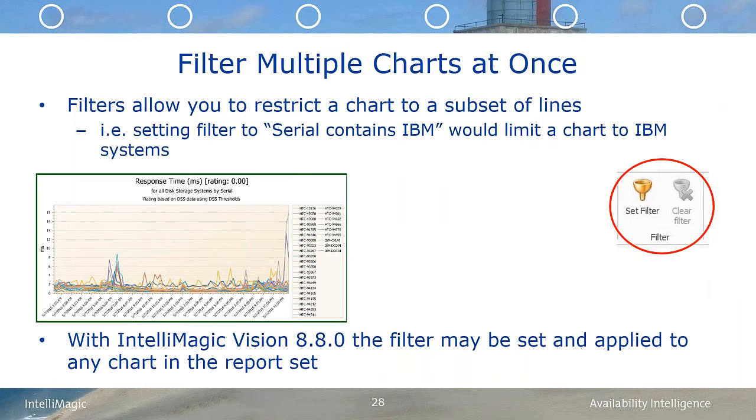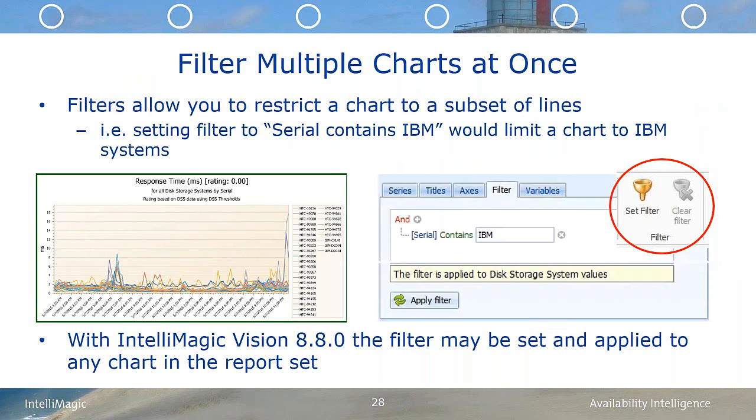All right. Secondly, we're going to talk about filtering multiple charts at once. Prior to this release, we've had the ability to filter on a chart. So on a particular chart, we could run a filter like this that says, I only want to see a particular subset of the items on this chart, and apply that filter to that chart. But if you moved on to another chart, you had to repeat doing the filter.